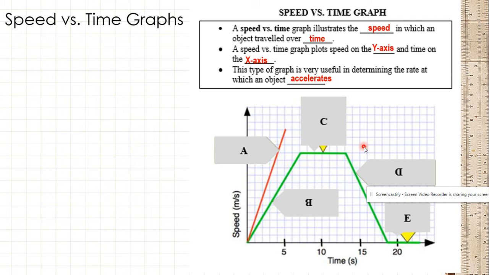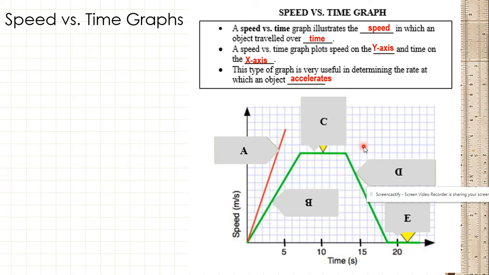All right. So now we have speed versus time graph and what it is. A speed versus time graph illustrates the speed at which an object traveled over time. A speed versus time graph plots speed on the y-axis and time on the x-axis. This type of graph is very useful in determining the rate at which an object accelerates. So we know acceleration means to speed up, slow down, or change direction.